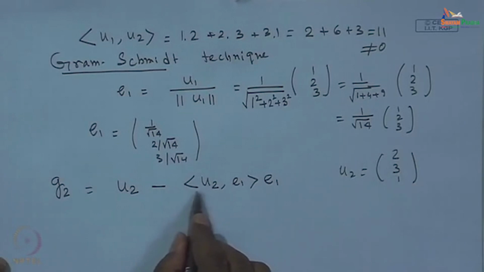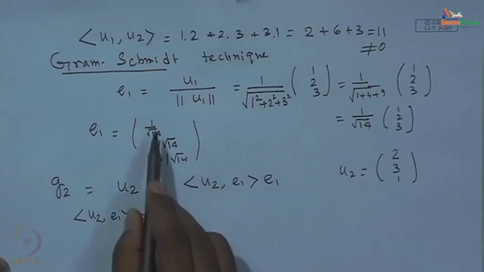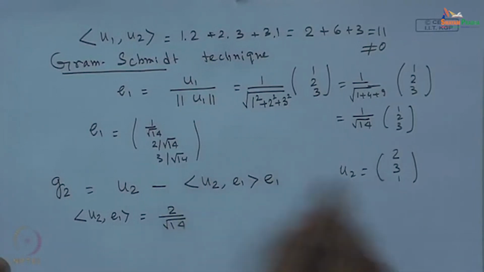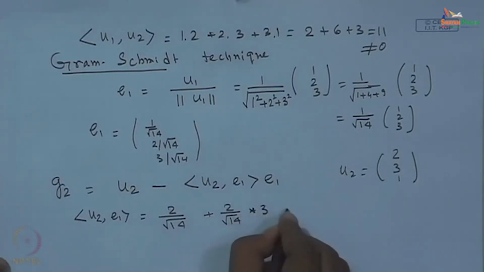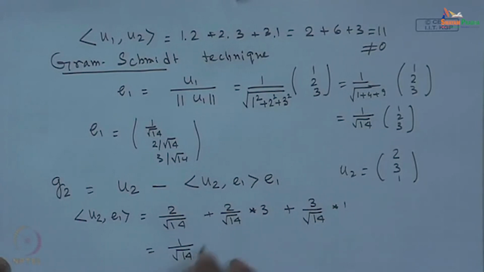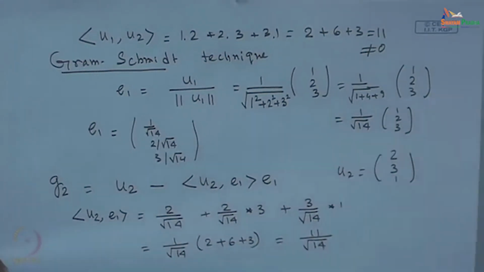So, let us first calculate the inner product between u2 and e1: 1 by root 14 into 2, so it will be 2 divided by root 14, plus 2 divided by root 14 into 3, plus 3 divided by root 14 into 1. If we take 1 over root 14 as common, this becomes 2 plus 6 plus 3. So, this becomes 11 divided by root 14. So, that is the inner product of u2 and e1.